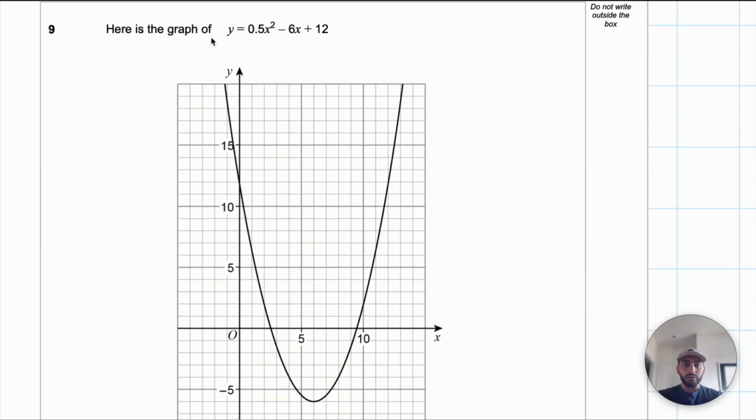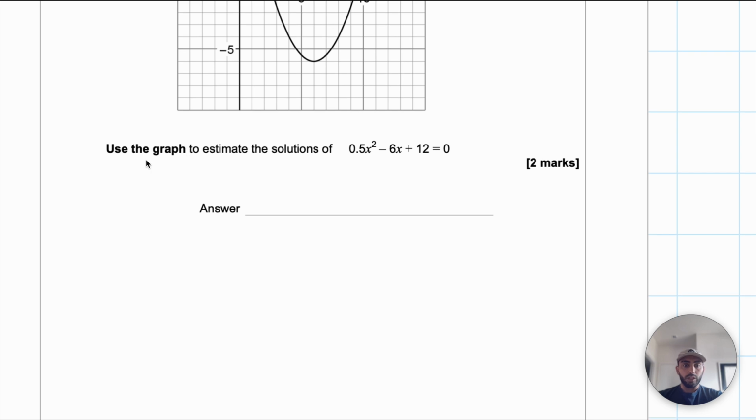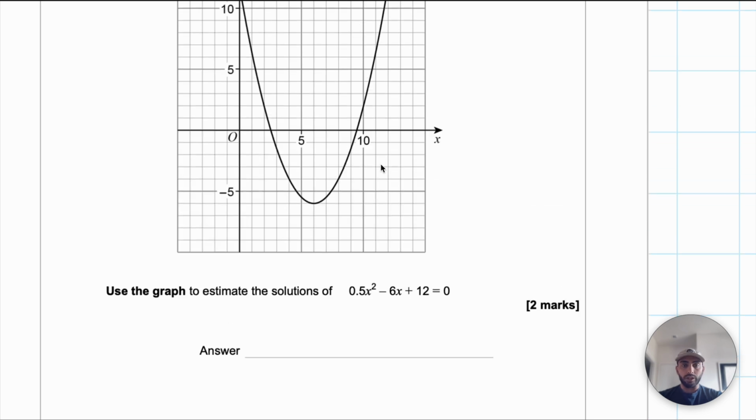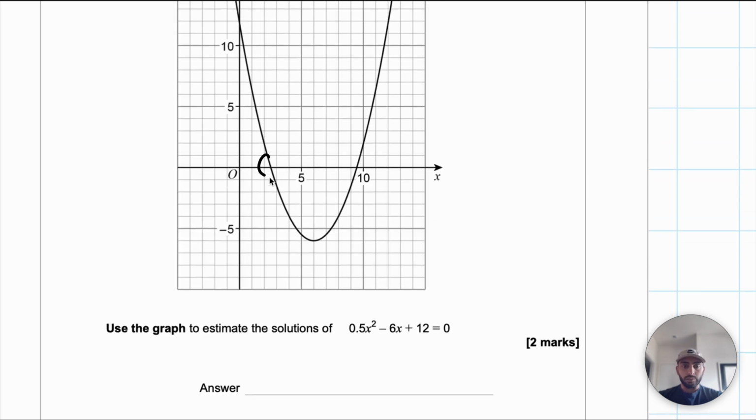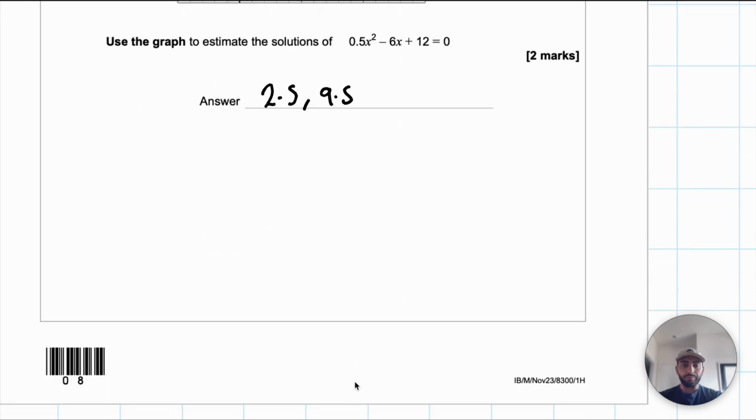Question 9. Here is a graph of y equals 0.5x squared minus 6x plus 12. Use the graph to estimate the solutions of that equation. All we need to do here is estimate where that point of intersection is and where that point of intersection is, so where it's crossing the x-axis. So it's going up in ones, and I can see it's between 2 and 3, so I'm going to estimate it as 2.5. And the other one is between 9 and 10, so I'll estimate it as 9.5.